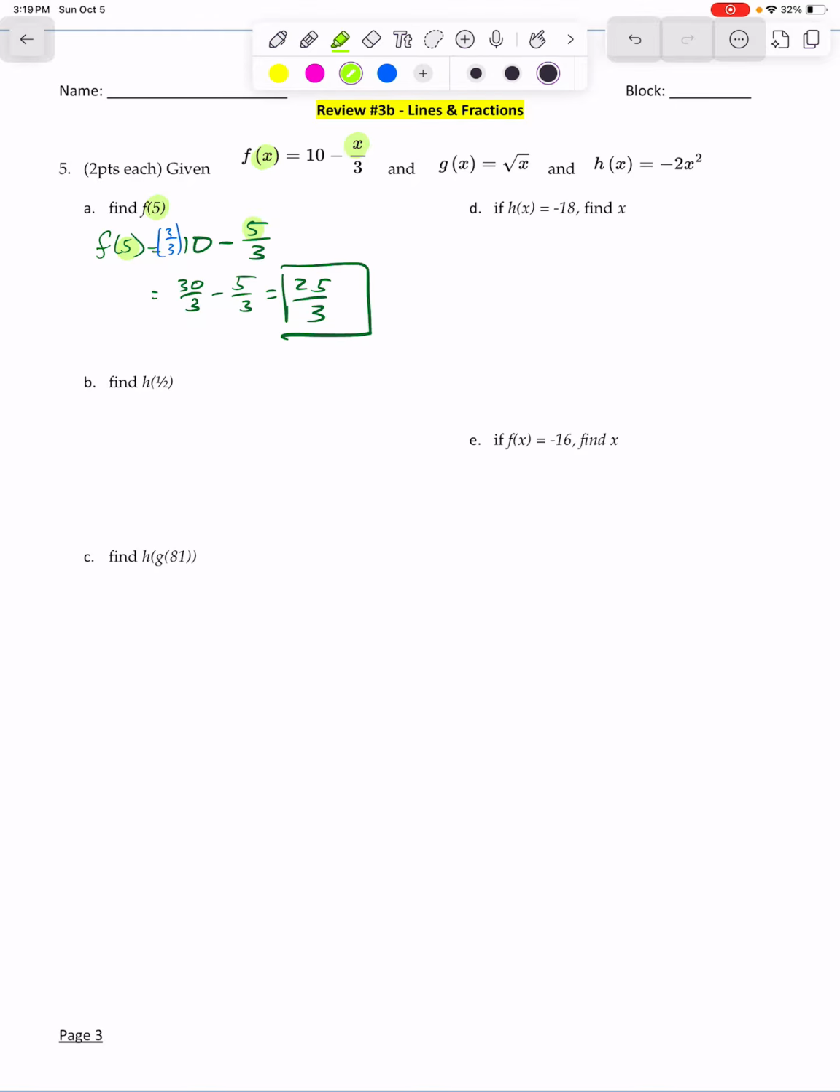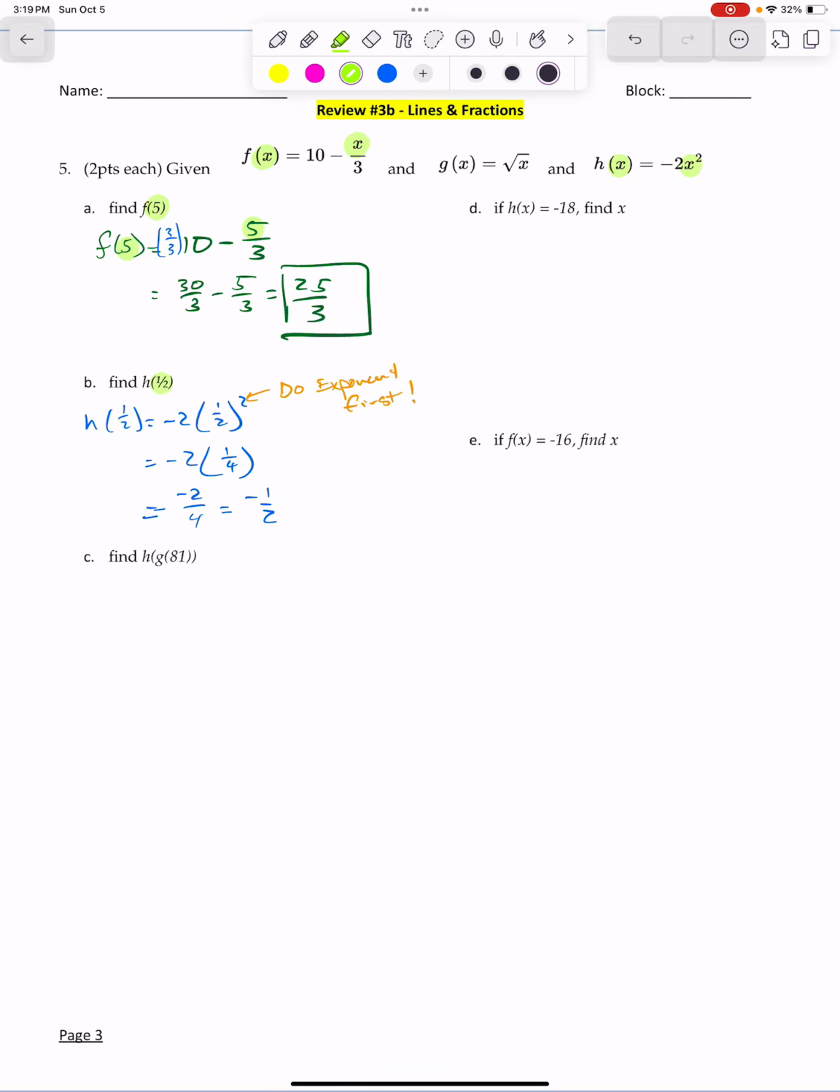H of 1/2, again, means I'm going to take my 1/2 and I'm going to plug it in for x. So H of 1/2 is minus 2 times 1/2 squared, which means minus 2 times 1/4. Remember there that we have to do the exponent first. So my result here is negative 2 over 4, which is negative 1/2.